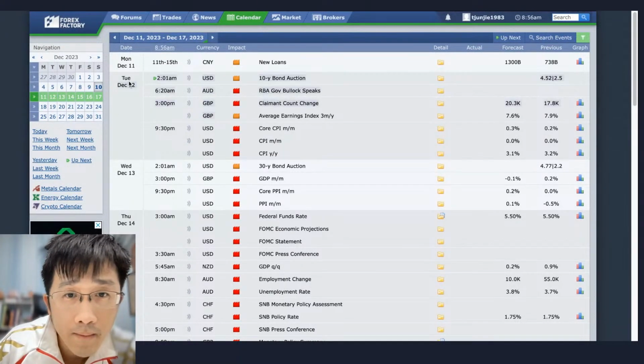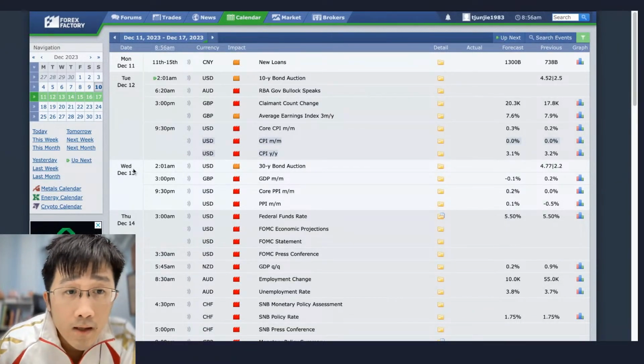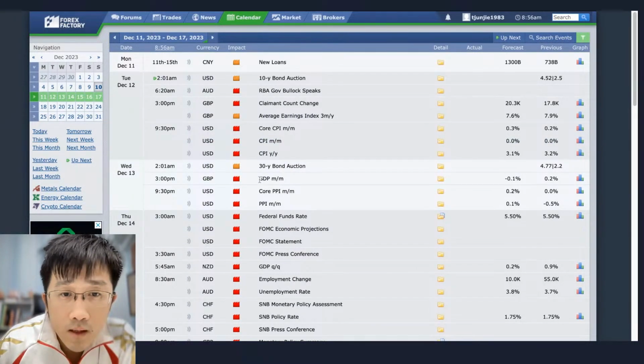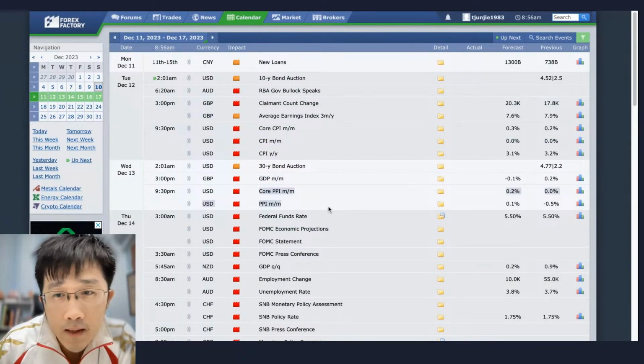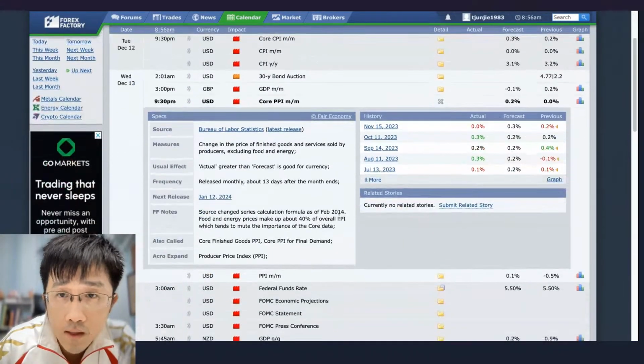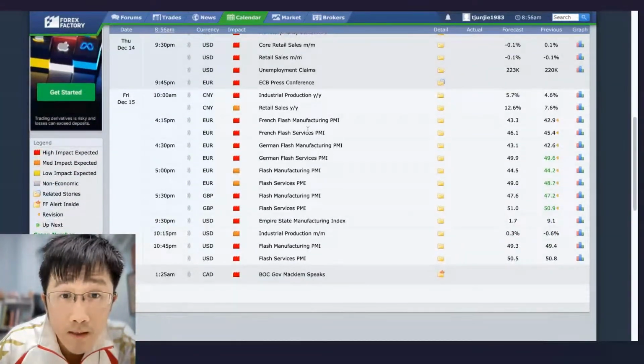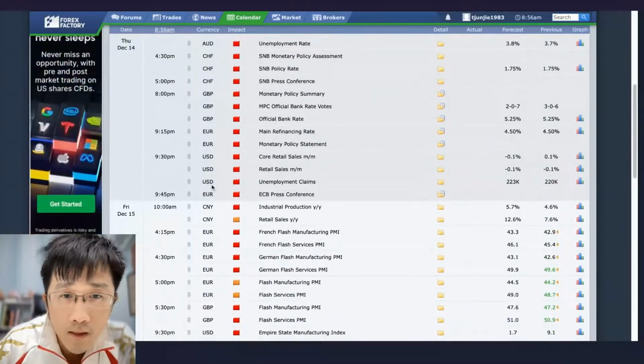Then coming back to Tuesday, if you are trading the Aussie dollar or the pound, you also need to take note. And this will definitely affect the US dollar because it's related to inflation. Then Wednesday-wise, GDP for the pound, and then PPI, which is also related to inflation. Okay, so that is all about the news. Then Friday-wise, Thursday we have mentioned already.